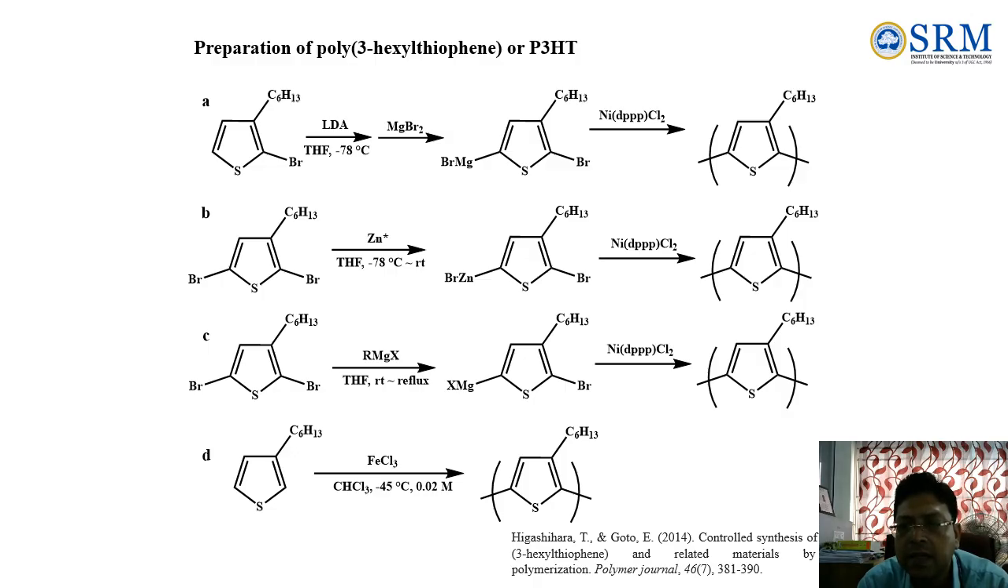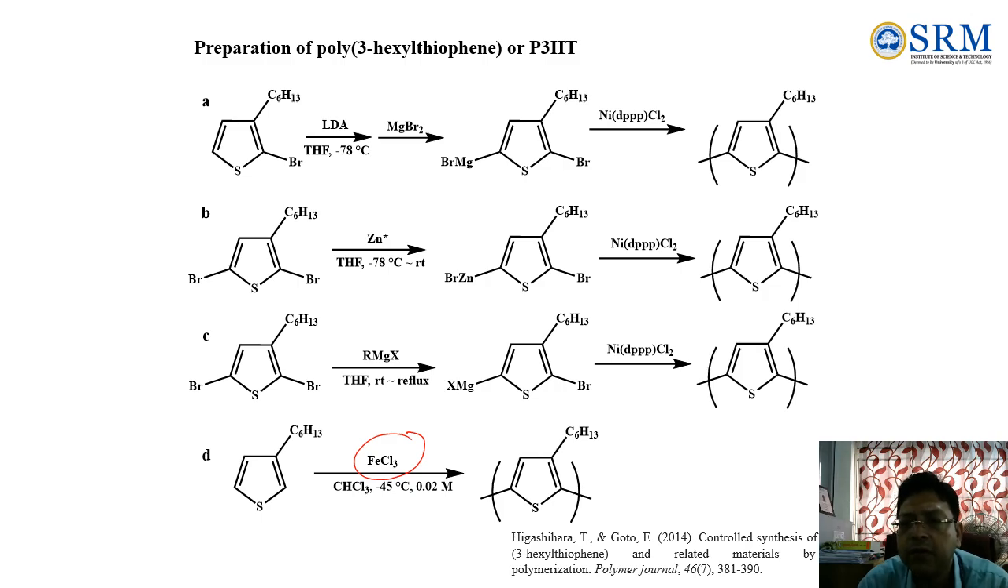And through this Grignard metathesis polymerization reaction, this polymerization takes place and therefore it leads up to the poly 3-hexyl thiophene. And also there is a synthetic procedure where a dehydrogenative polycondensation reaction takes place in presence of catalyst starting from the monomer, and this output depends on the concentration of monomer as well as the temperature.